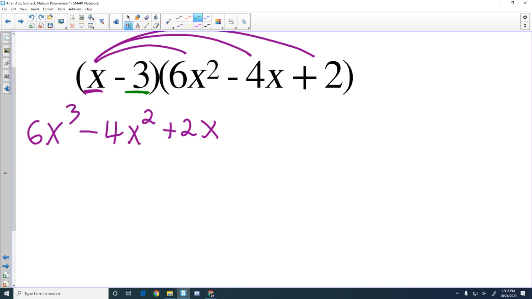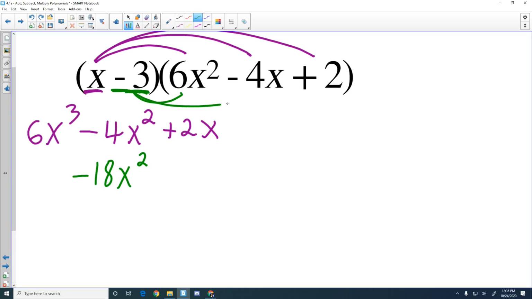Now we have to distribute the next term in the first polynomial, which in this case is not a 3, but a negative 3. Make sure you keep that negative sign with it. And I'm going to take negative 3 times each term on the right. So negative 3 times 6x squared is negative 18x squared.